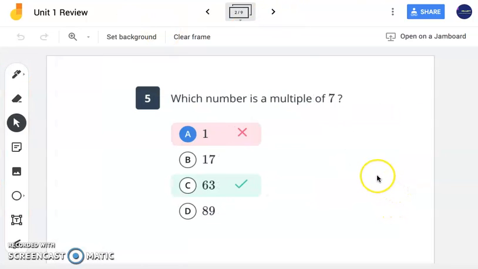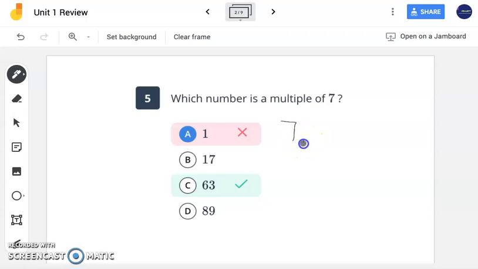The first problem we're going to talk about is problem number 5. It says, which number is a multiple of 7? So many of you happen to select 1. That was very common. And in fact, many of you think that's the first multiple. But really, the first multiple of 7 would be 7. And in fact, something cool about multiples of 7, we're always going to continue to add 7.